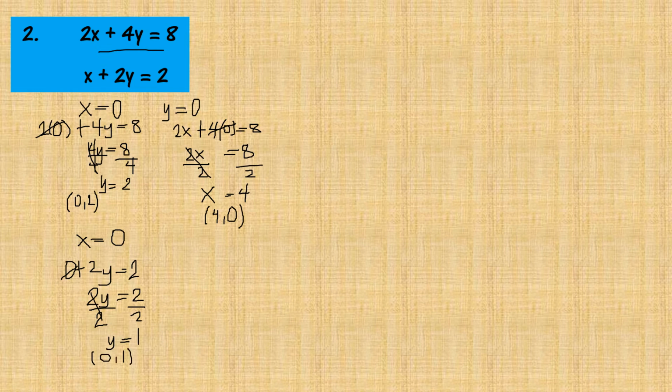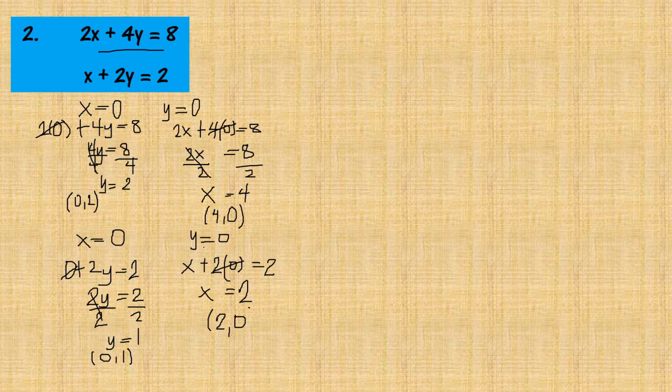Now, let's have naman po yung y as 0. Substitute ulit. We have x, copy lang po natin yung ating x, plus 2 times yung ating y, which is 0, is equal to 2. Since 2 times 0 is 0, cancel na lang po natin siya. Maiwan na lang yung ating 2 doon. So, yung ating x ay 2.